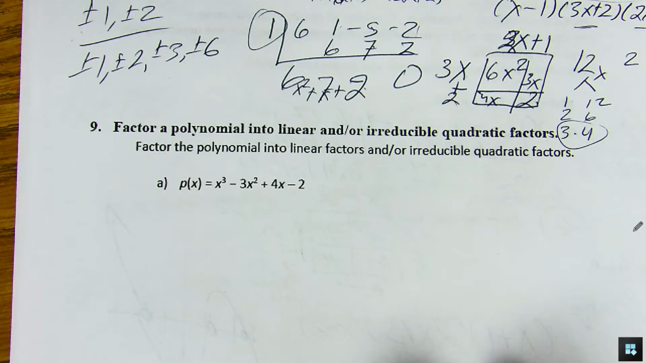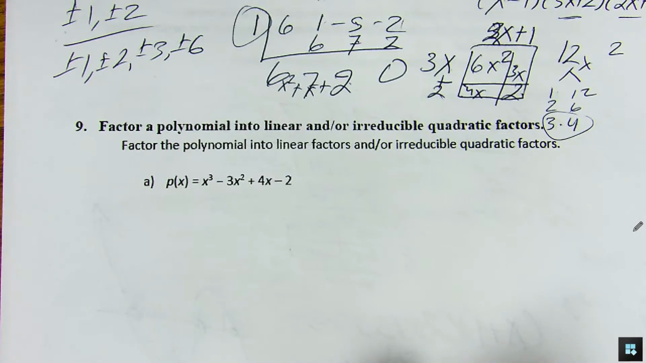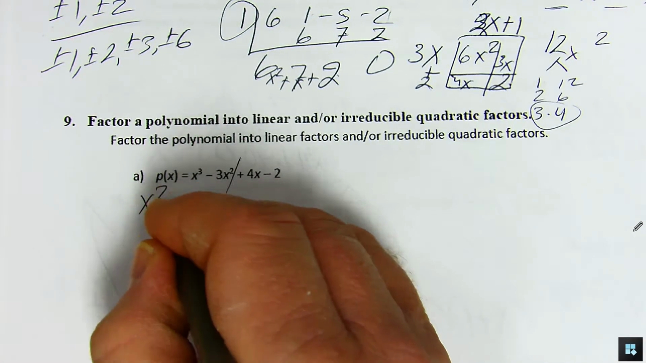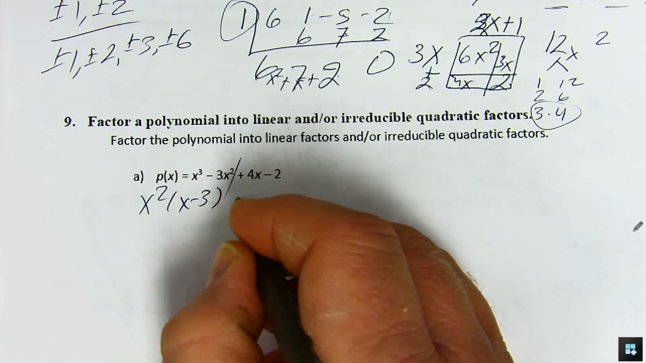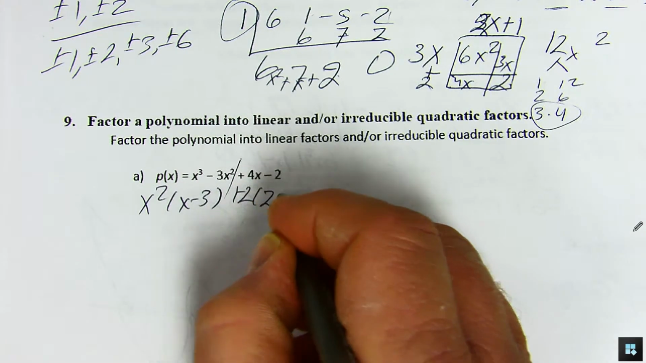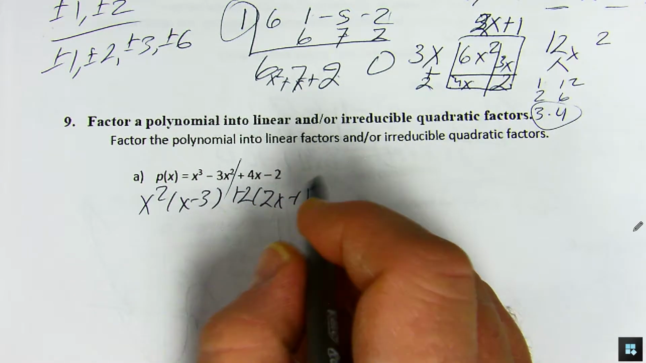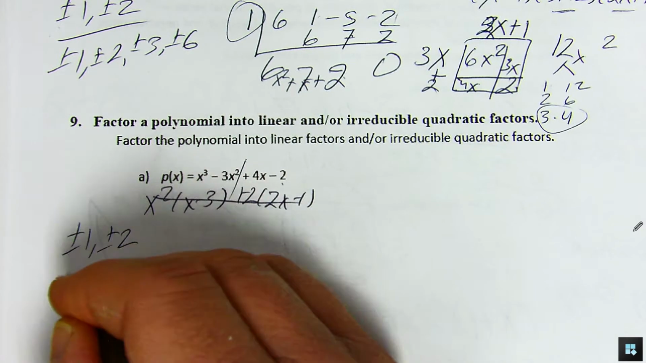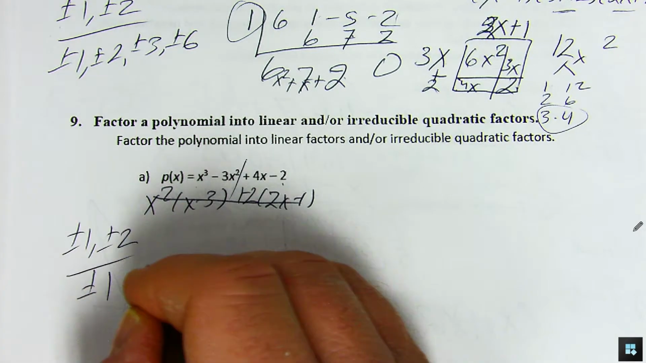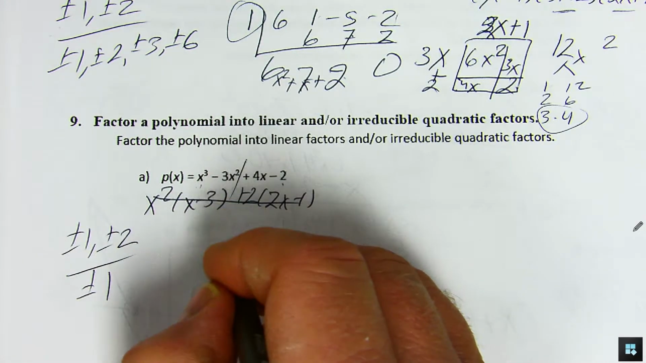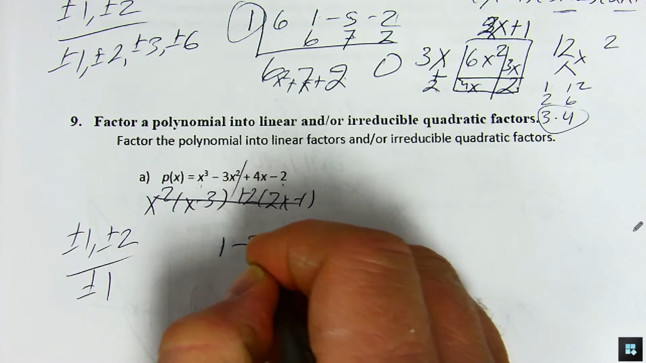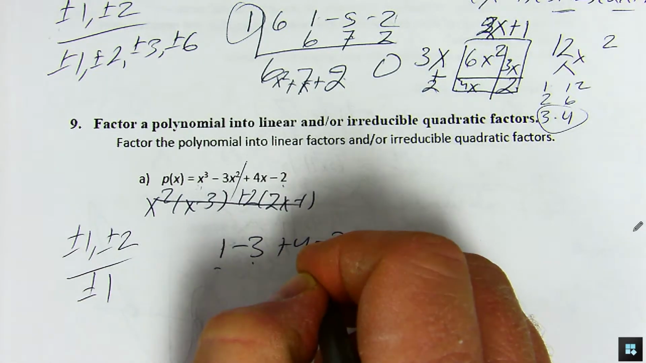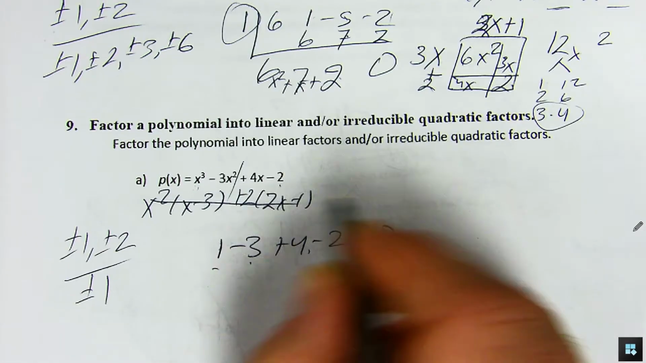Factor a polynomial into linear or irreducible quadratic factors. So again, try to factor it. Doesn't work on this one either, dang it. Who knows, you might get lucky one of those times. So we're looking at plus or minus 1, plus or minus 2, all over plus or minus 1. Try 1. If I plug in 1, I get 1 minus 3 plus 4 minus 2. 1 minus 3 is negative 2 plus 4 is 2. Minus 2 equals 0, so 1 works.